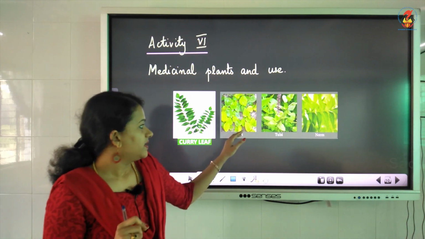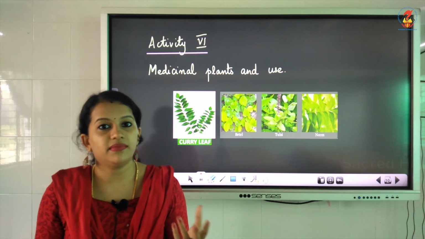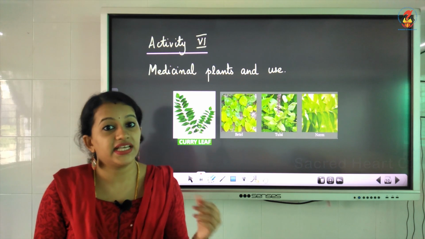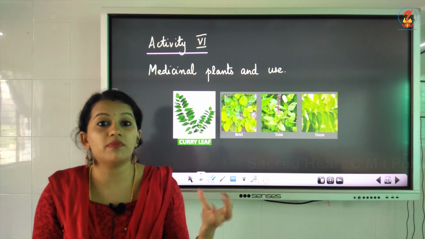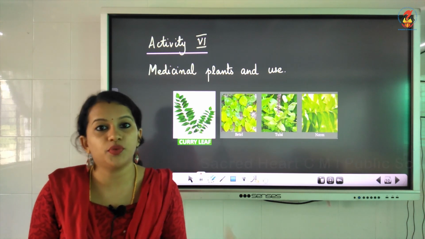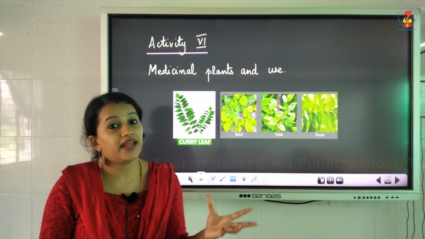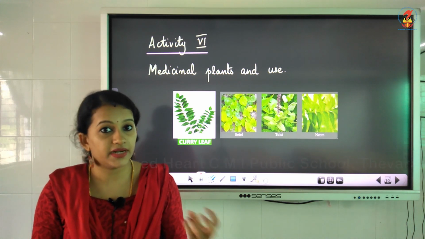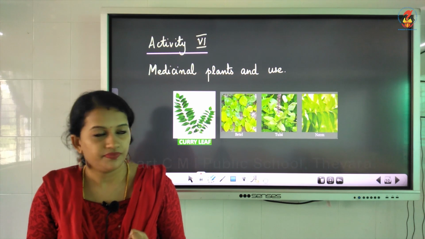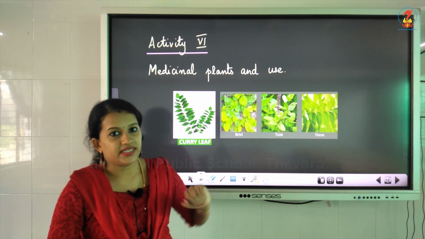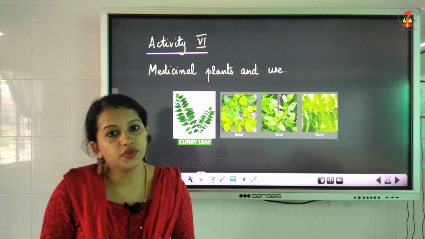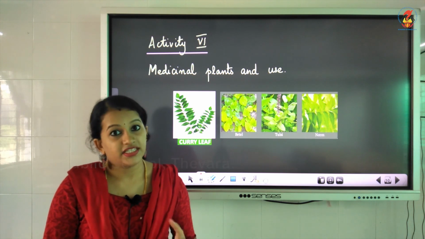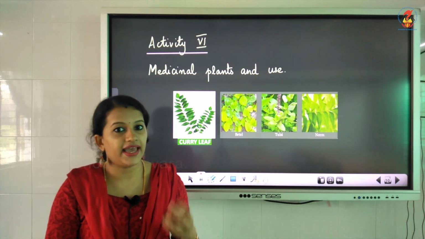Okay, then betel. Betel, in Malayalam we call it vettila. It is good for your mouth. Diseases related to the mouth can be cured. It can be used to remove bad breath and gum problems. Then Tulsi. Tulsi, you all know, we call it basil. It is used to cure fever and cough.